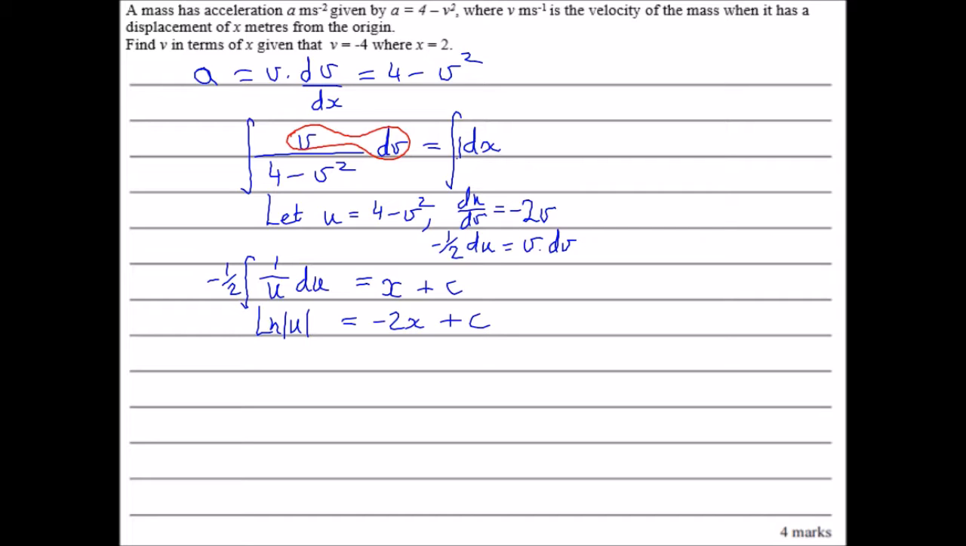Alright, so from that, let's substitute u in again. That's our original substitution we did, so let's bring that back in, and we've got a natural log of 4 minus v squared is equal to the negative 2x plus c. Now let's transpose for v. Our job is to get v in terms of x. So exponential on both sides.